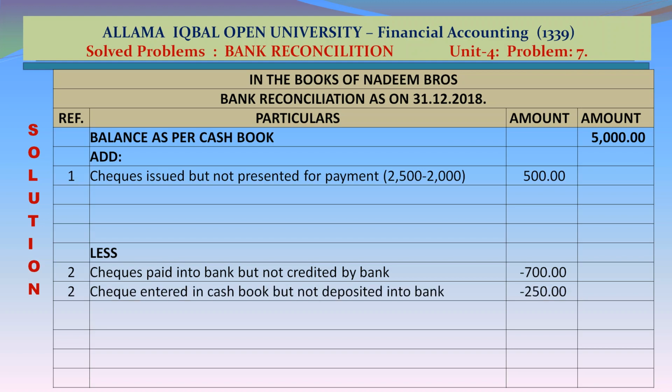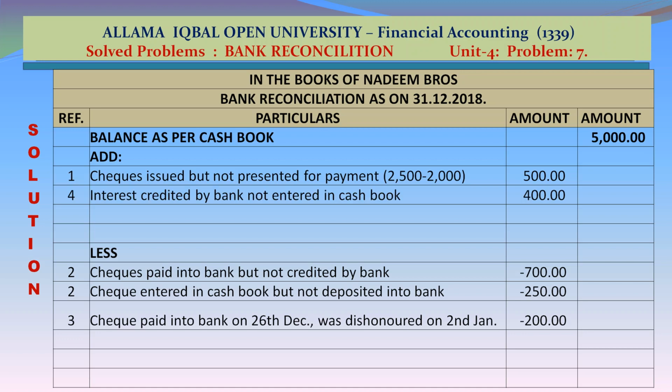2. Checks entered in cash book but not deposited into bank, minus 250. 3. Less: checks paid into bank on 26th December was dishonored on 2nd January, minus 200. 4. Add: interest credited by bank not entered in the cash book, 400 rupees. Less: bank charges debited in the passbook only, minus 10 rupees.